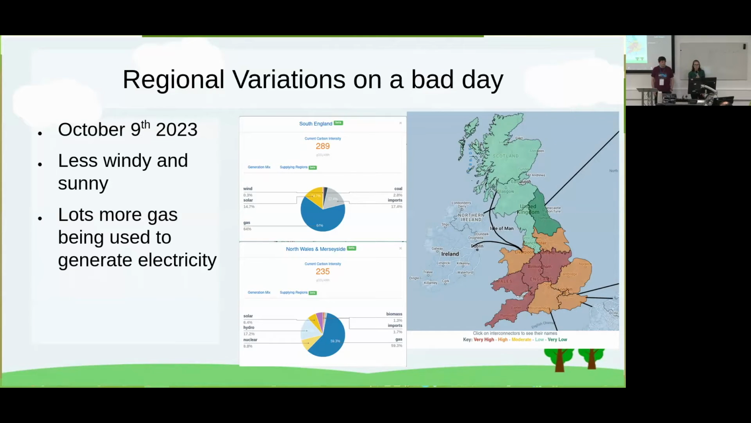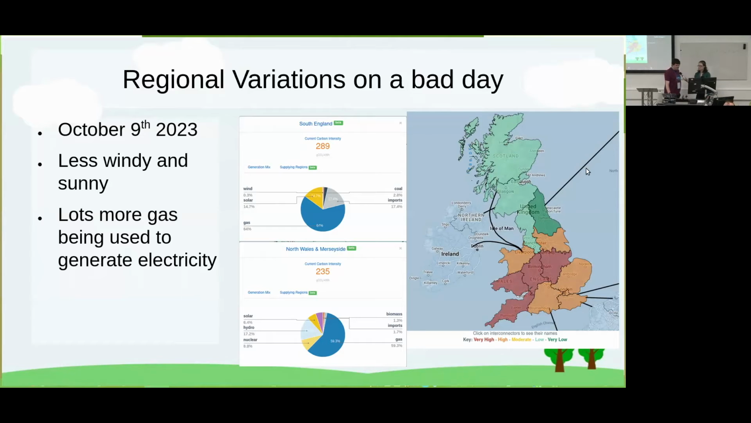Even on this bad day, in Scotland, actually they're still doing pretty well in the northeast of England. Still had a very low carbon intensity. And in Norway, the black line there is the interconnect with Norway.